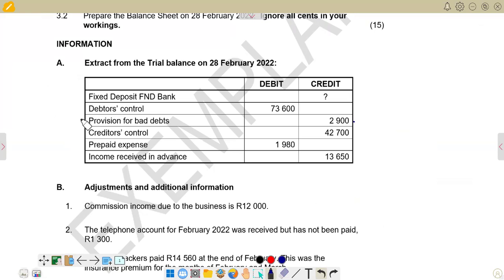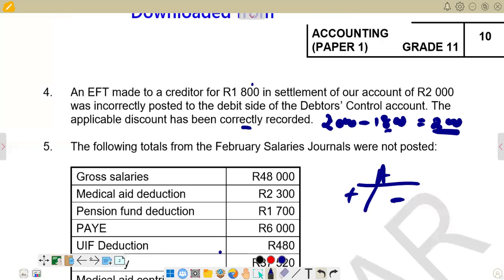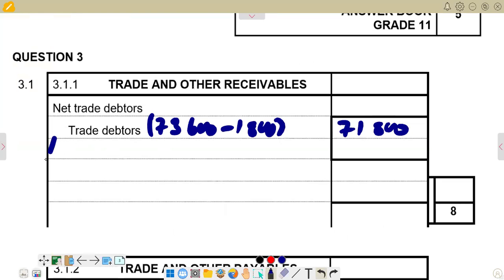But in this case, we are given it as already calculated as 2,900. So this is the figure that we have for provision for bad debts. And remember, the total figure for provision for bad debts for the current year should be subtracted from the figure for debtors control so that you arrive at the figure for net trade debtors. So we are going to pick this 2,900 and subtract it there in the trade receivables note. So if you come here, we are now saying provision for bad debts.